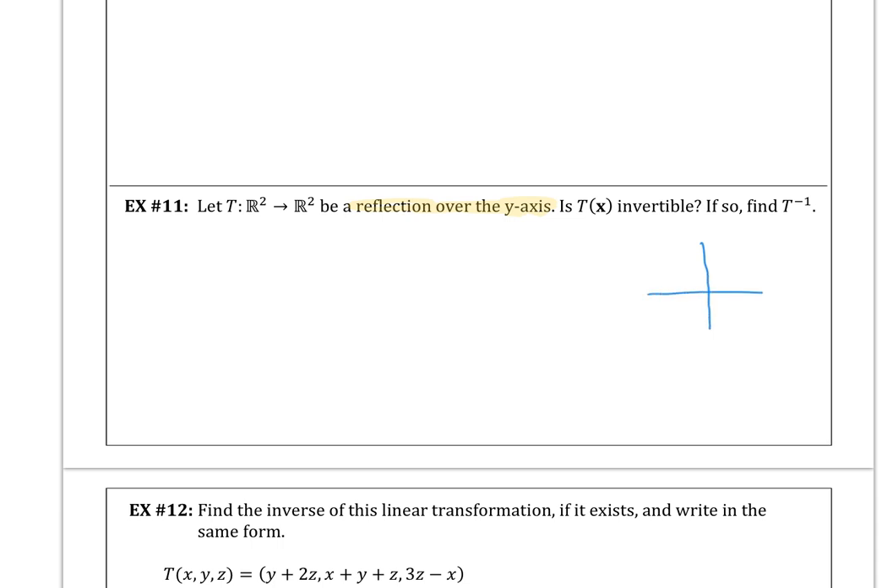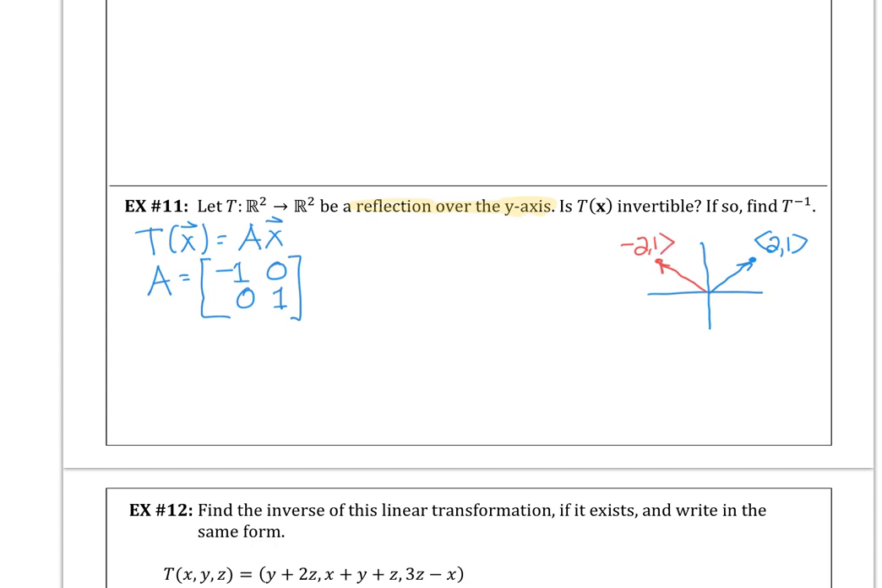T of x has to be A times x, and A is [-1, 0; 0, 1]. So this is how we get the reflection over the y-axis. We've seen that before. Let's just suppose we have some vector over here at (2, 1), just for an example. If we have a reflection over the y-axis, our reflection has to move it to the vector (-2, 1) in order to make that be reflected over y.